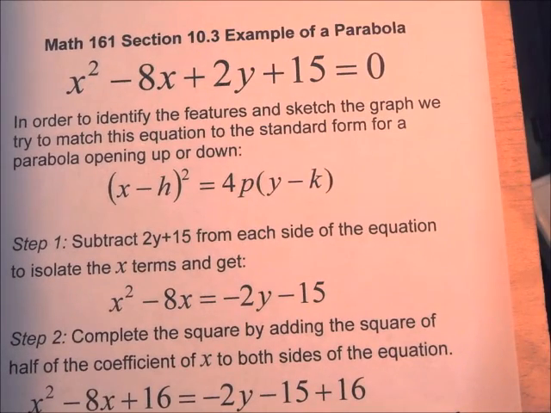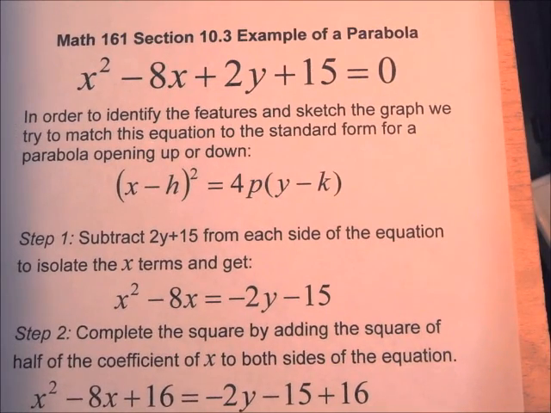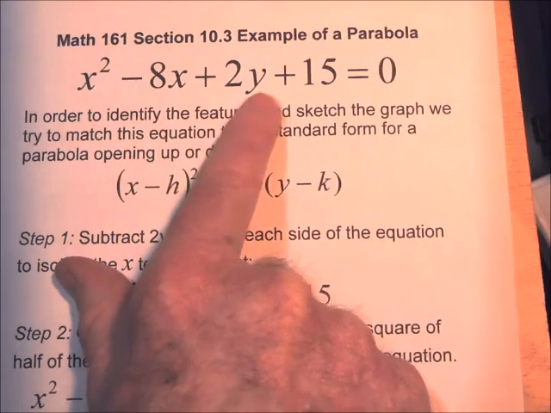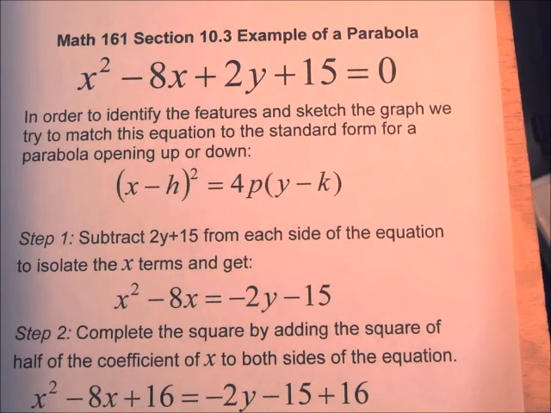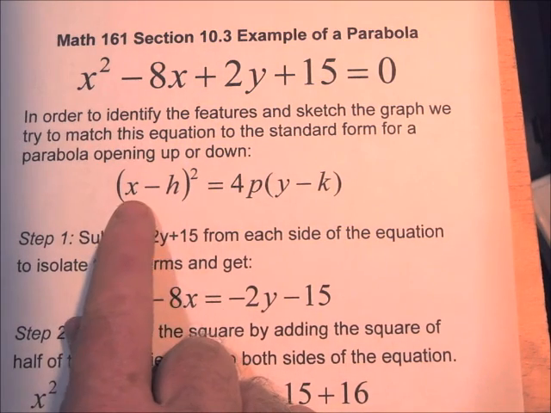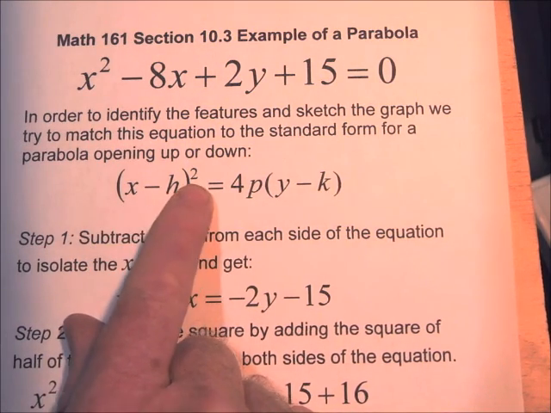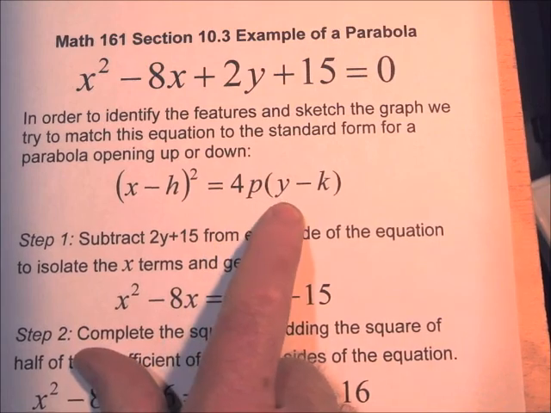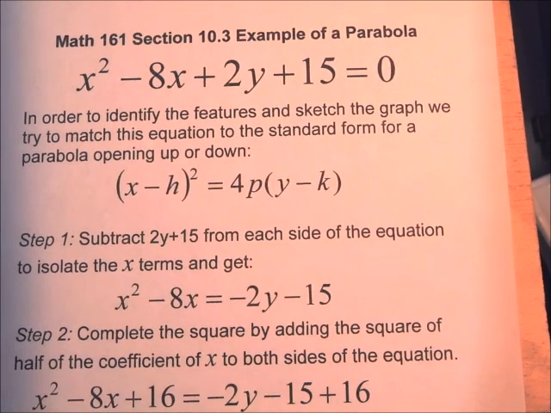Section 10.3, example of a parabola. x squared minus 8x plus 2y plus 15 equals 0. Again, because we have an x squared and no y squared, this parabola is going to open up or down. And the standard form for a parabola opening up or down is x minus h quantity squared equals 4p times the quantity y minus k.